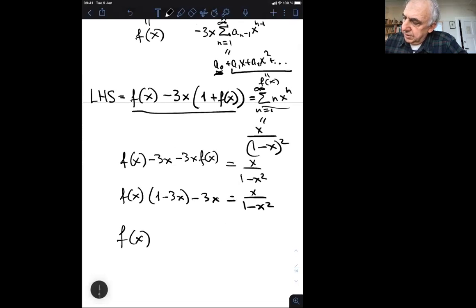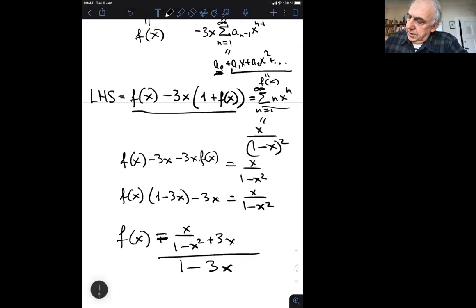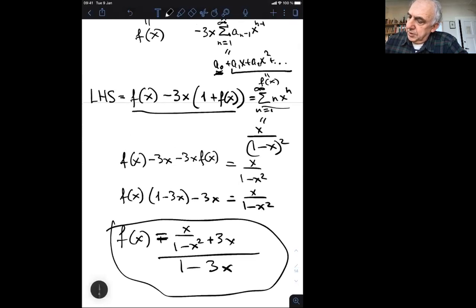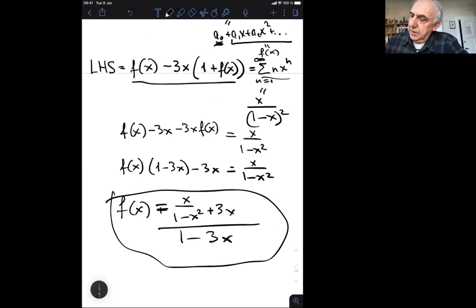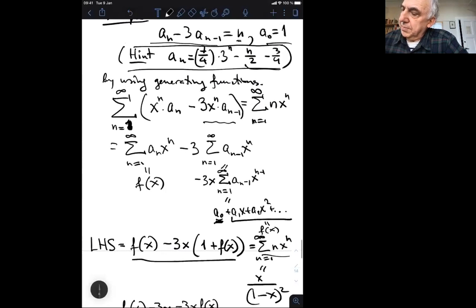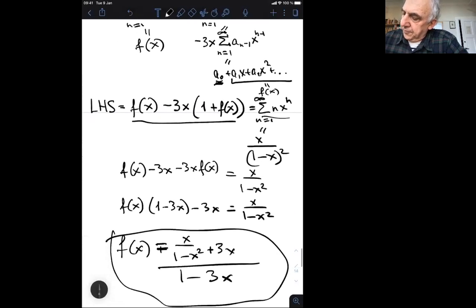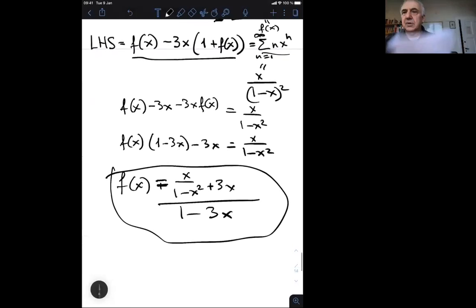So f of x equals... And if we fiddle a little bit with this formula, we'll get the required answer for the coefficients. So we'll get the same result as we obtained by other methods, the same formula for the coefficients. So I think I'll leave it as it is at the moment, just to save some time.